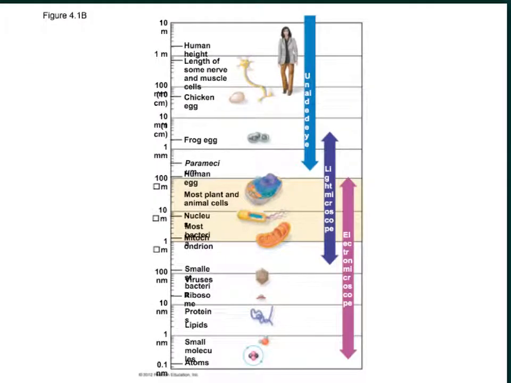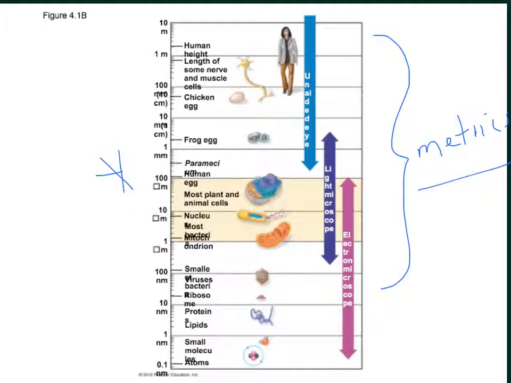Obviously this slide did not transfer over well, but this is a picture that is in your book, and it talks about the size scale, which we did last week in lab. So make sure you review your metrics and the prefixes and the sizes. And again, you need to know your base unit, which is your meters, and then we talked about millimeters, centimeters, micrometers, and nanometers.